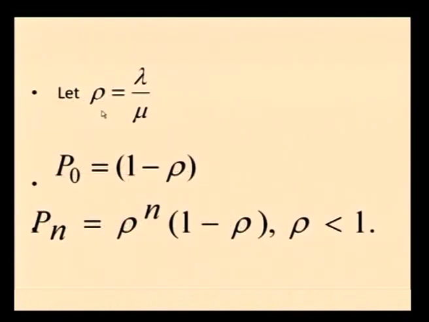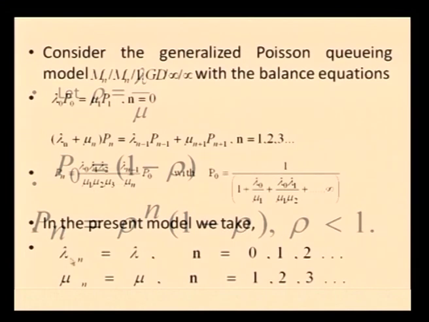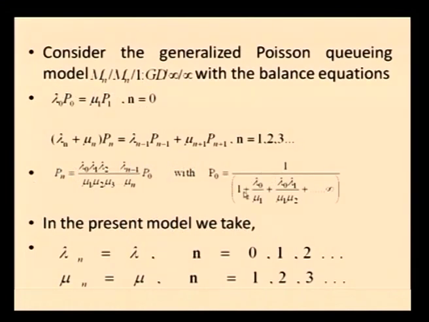Suppose I define rho equal to lambda by mu, then P naught is 1 minus rho. How do we get this? We have P naught is 1 divided by 1 plus lambda naught by mu 1 plus lambda naught lambda 1 by mu 1 mu 2 and so on to infinity. So, what is this lambda naught by mu 1? That is lambda by mu. Similarly, the third term will have lambda naught lambda 1. So, each lambda i is always written as lambda in this case. Similarly, each mu i is written as mu.